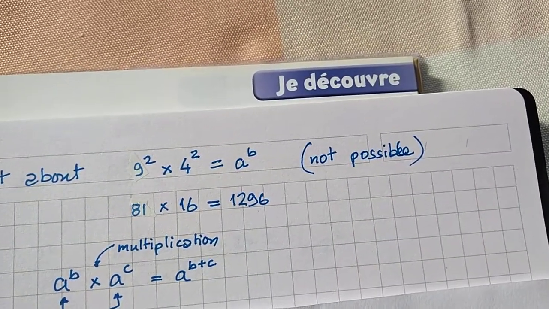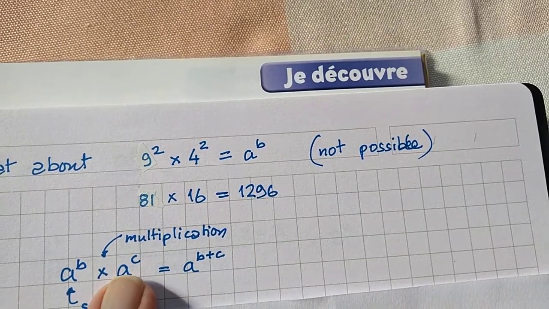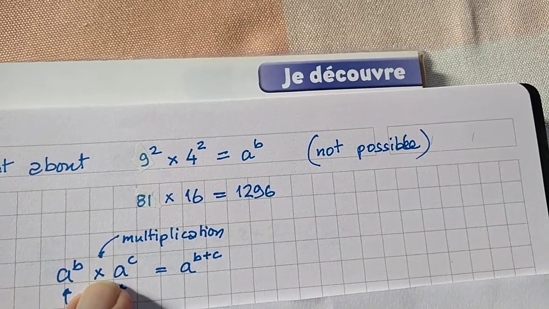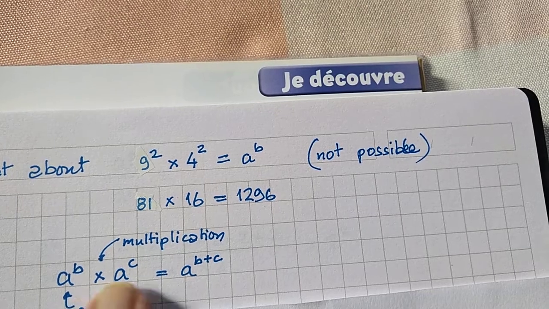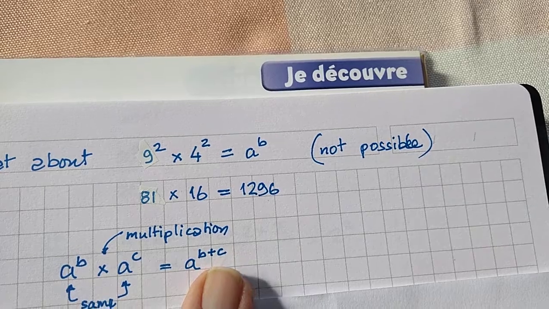So this only works if the two numbers are the same, a is the same in both terms, and you have a multiplication sign in between. Then you can say a to the power b plus c.